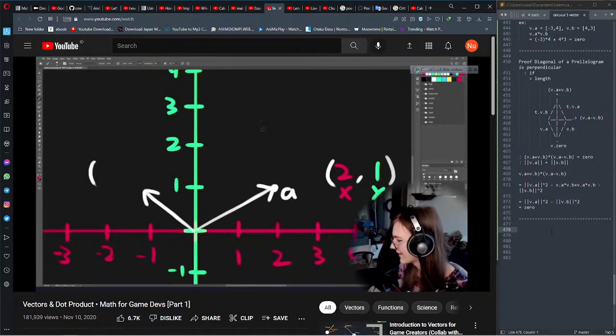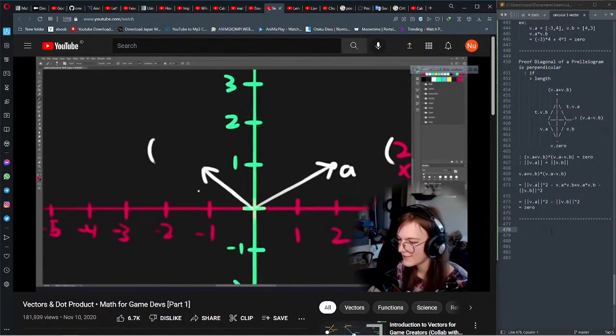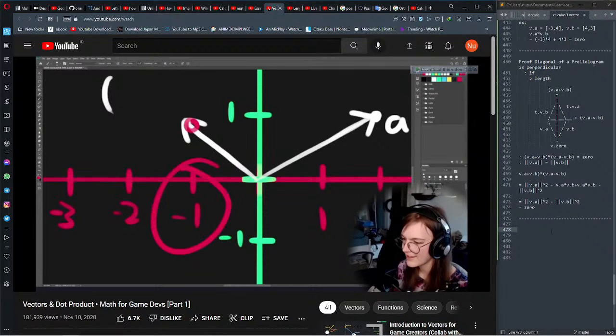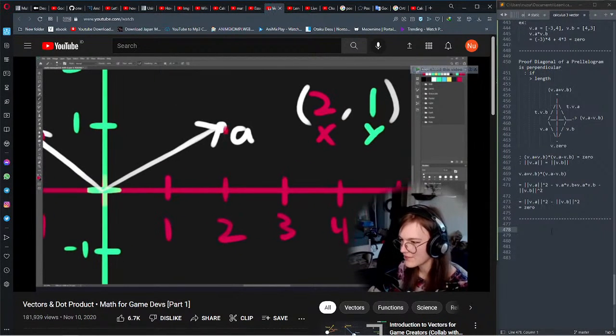This was a mistake. Okay, negative 1, 1, exactly. Because if we look at the x-axis here, this position on the x-axis lands at negative 1. Just like this position on the x-axis landed at 2, right?